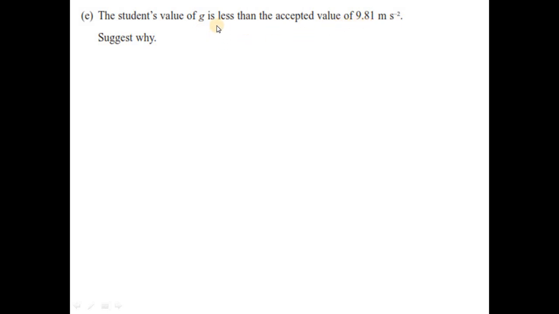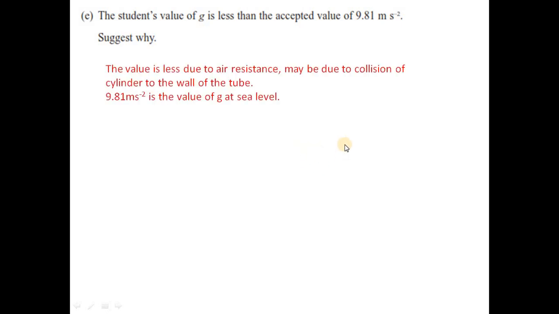Also, there might be a collision or friction between the cylinder and the falling cylinder, and this 9.81 is the accepted value at sea level, and the student might be doing the experiment somewhere else where g is different. So there are many possibilities for this difference. So you can write these reasons for this difference.